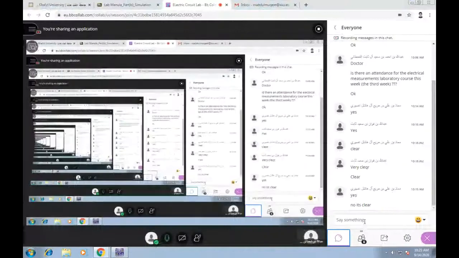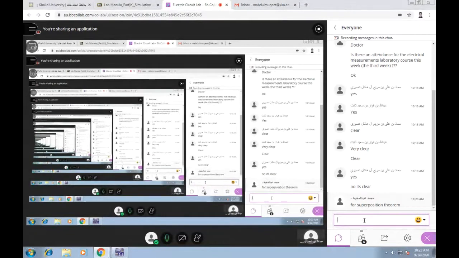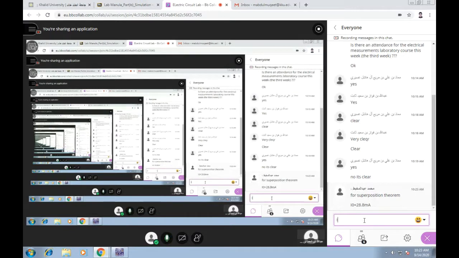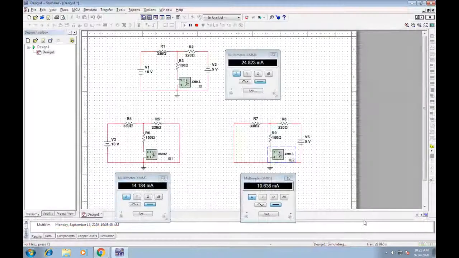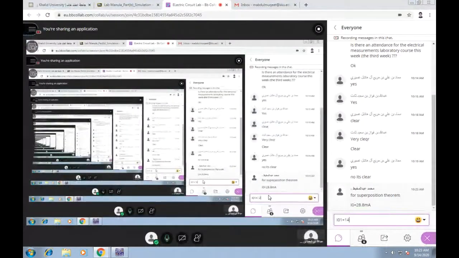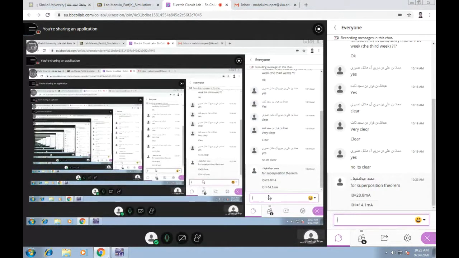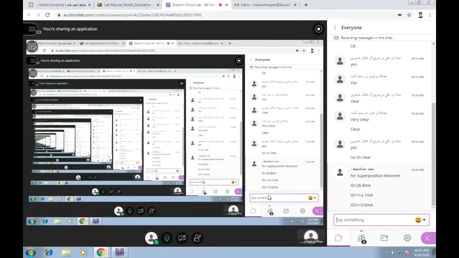So let me write for superposition theorem. I0 is nothing but 28.8. It is milliampere anyhow. Okay. What is I01? I01 is 14.1. I02 is 10.6. So 14.1 milliampere. I02 is 10.6 milliampere.